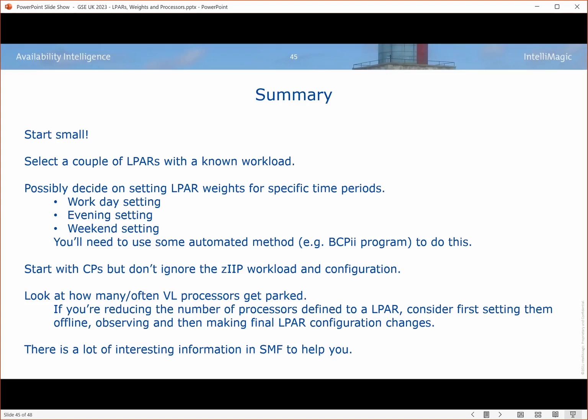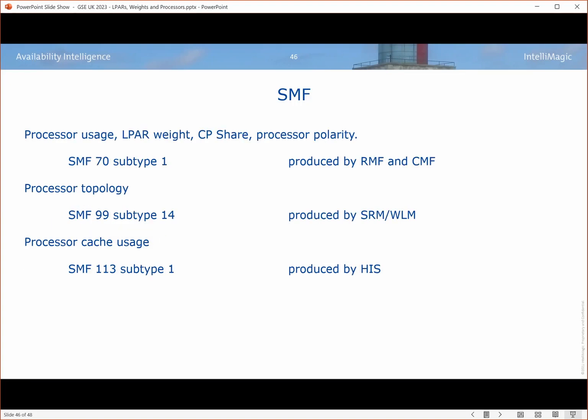And SMF can give you a lot of good information. So we've looked at data produced by RMF or CMF: the 70 subtype 1, also the processor topology based on HiperDispatch, the SRM WLM record, 99 subtype 14. And if you want to look at how painful it is for a vertical low or medium as far as cache misses and cycles per instruction, we can get all that information from the HIS-created SMF 113 subtype 1.